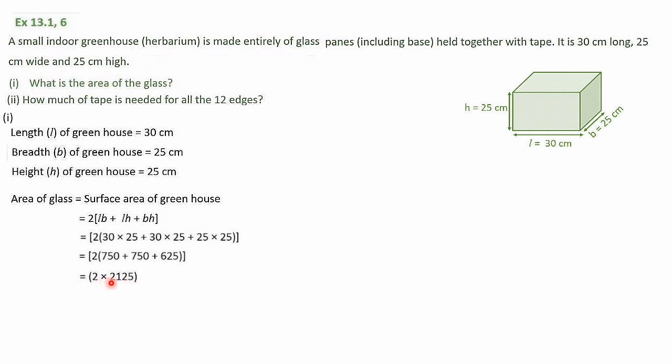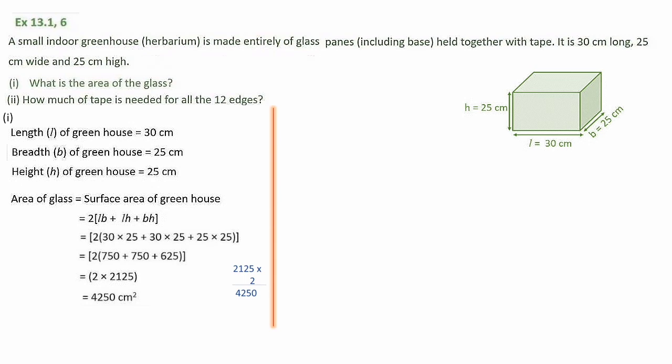So 2 into 2125. Let's multiply it. 2125 into 2. 5 twos are 10, remainder 1. 2 into 2 is 4, 4 plus 1 is 5. Again 2 into 1 is 2. 2 into 2 is 4. 4250. So 4250 centimeter square is the total area of the glass.